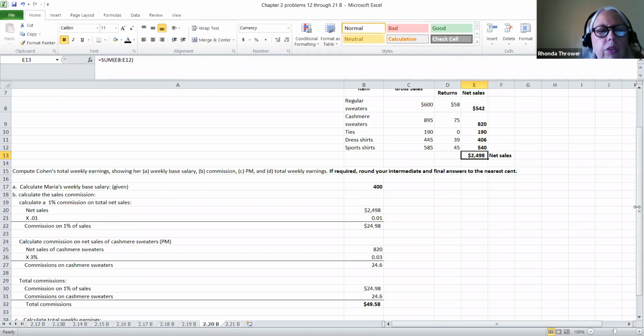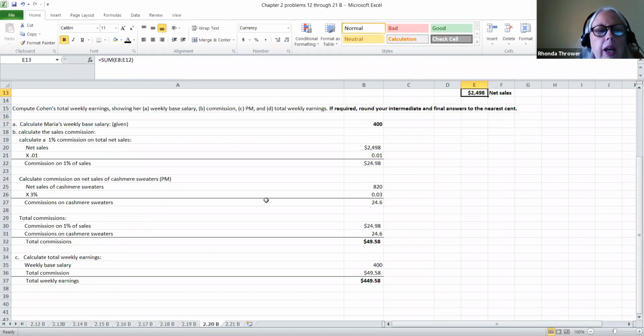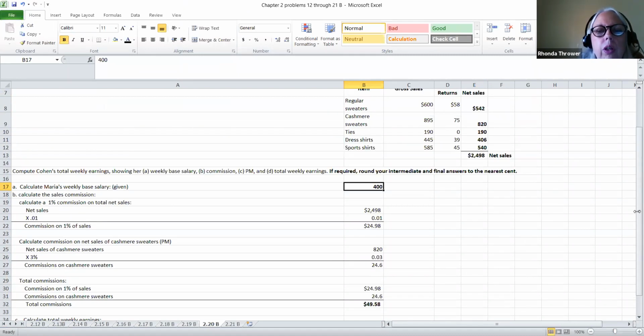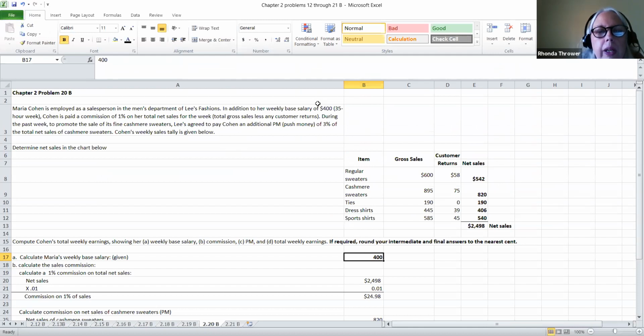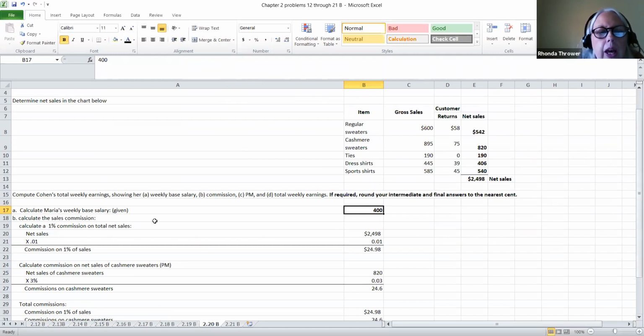So what we're going to have to do on this problem is compute Cohen's total weekly earnings first by showing the weekly salary base, and that amount was given. That was $400. You'll remember they gave us that the weekly base was $400. That's a given amount. You are going to have to calculate the sales commissions. First of all, there was a 1% commission based on total net sales.